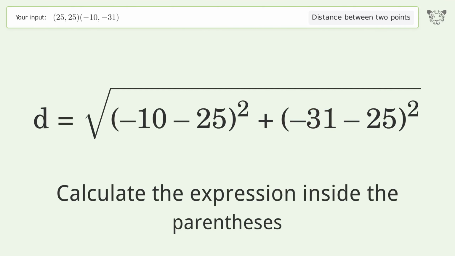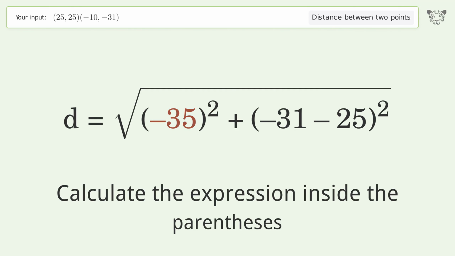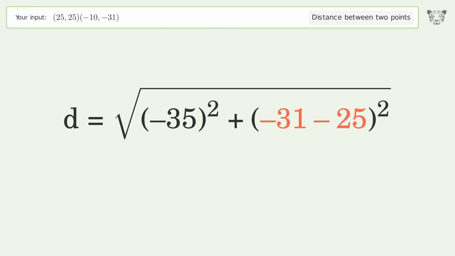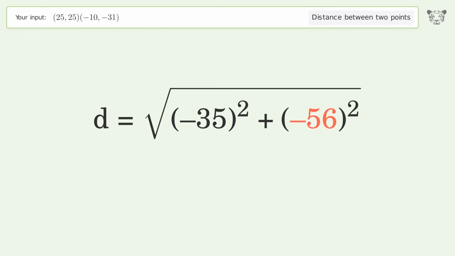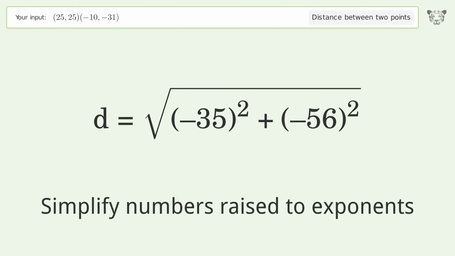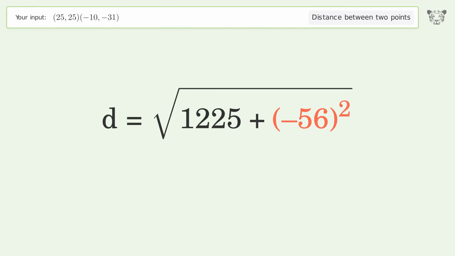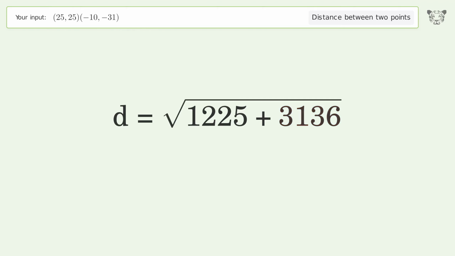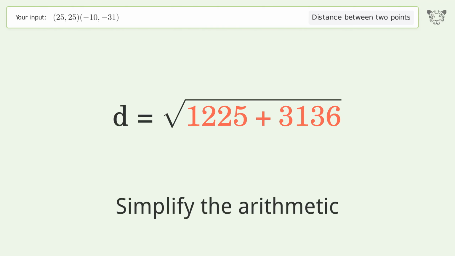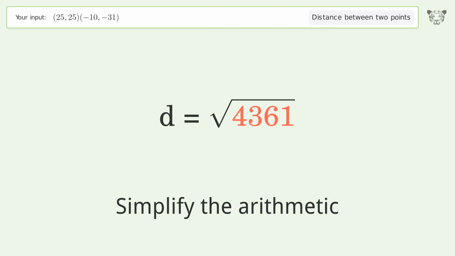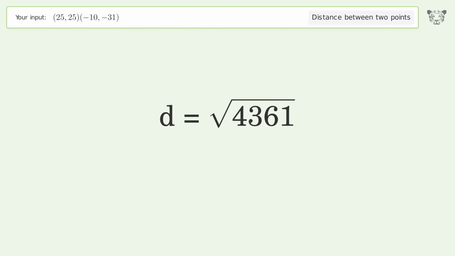Calculate the expression inside the parentheses. Simplify numbers raised to exponents. Simplify the arithmetic. And so the distance between the 2 points is the square root of 4,361, or 66.038.